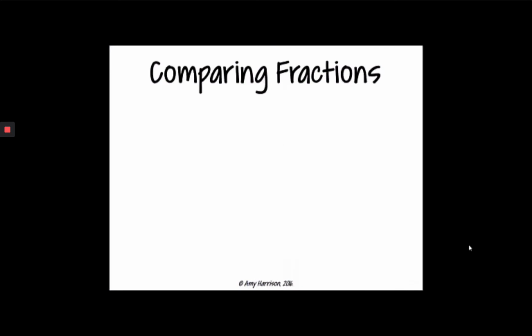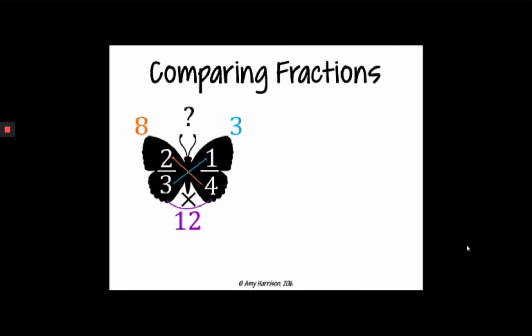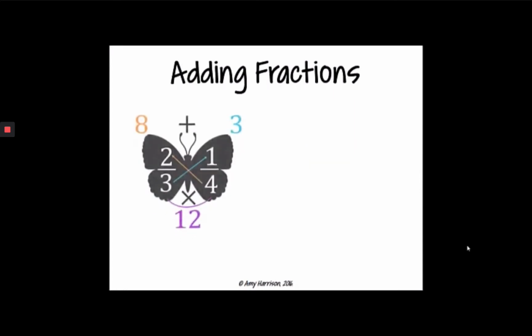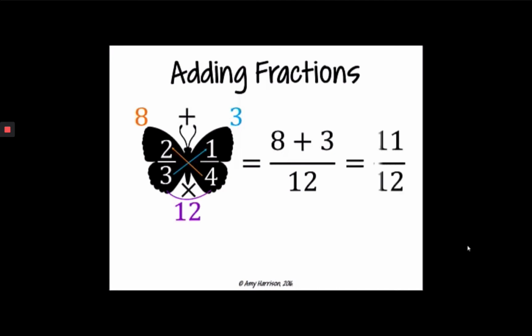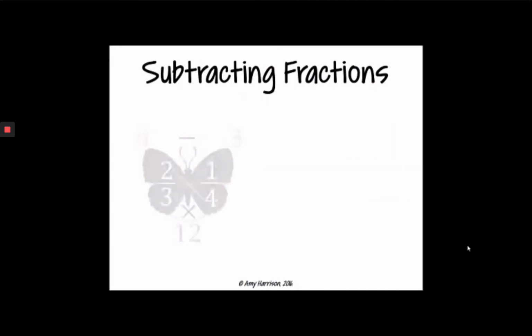When comparing fractions, now that we have this common denominator, all we need to do is compare the numerators. So we can see that 8 is greater than 3, so that means 8 over 12 is greater than 3 over 12. When adding fractions, all we have to do is add the numerators and take the common denominator. 8 plus 3 is 11, and 11 over 12 is our answer.